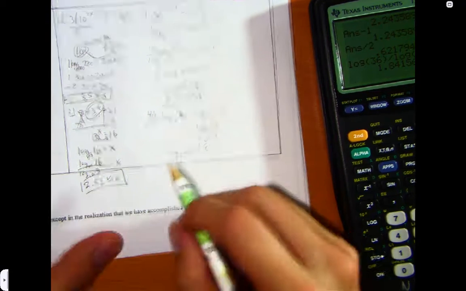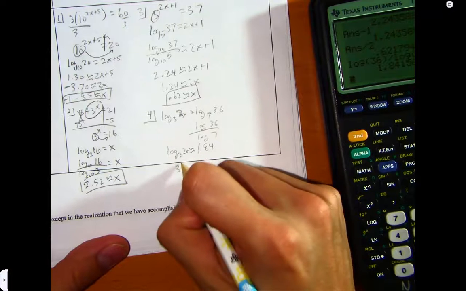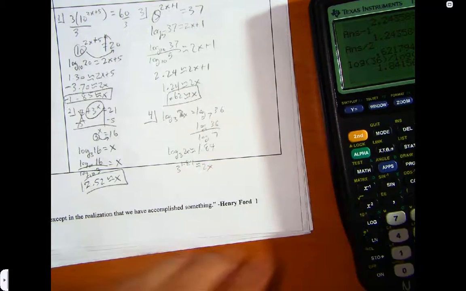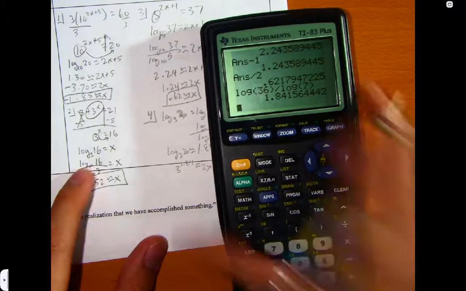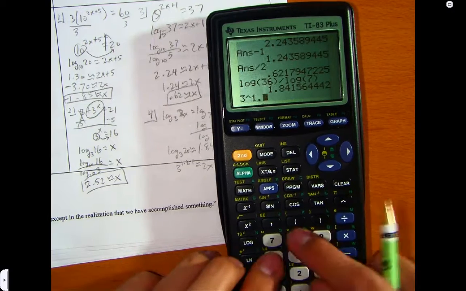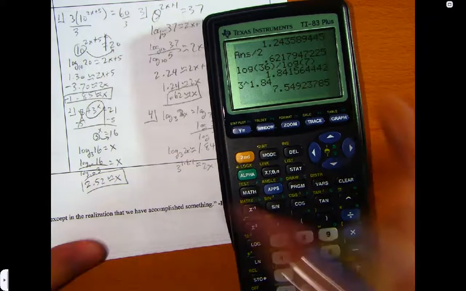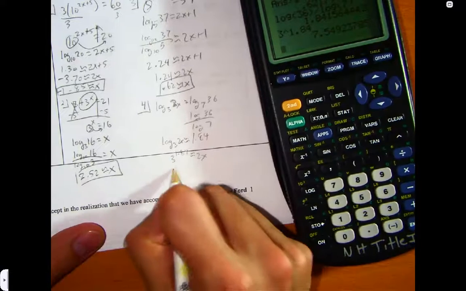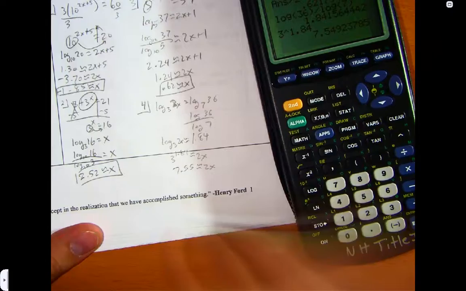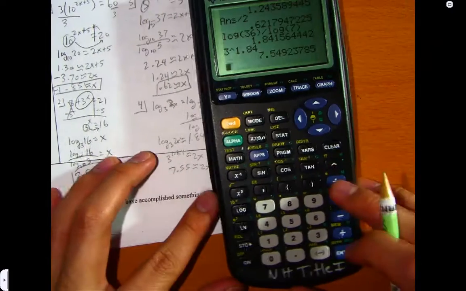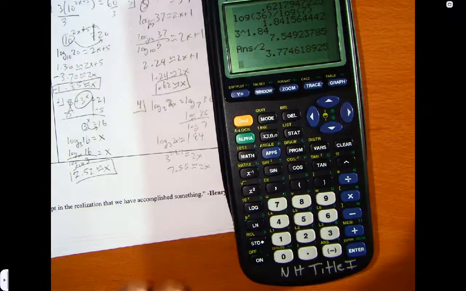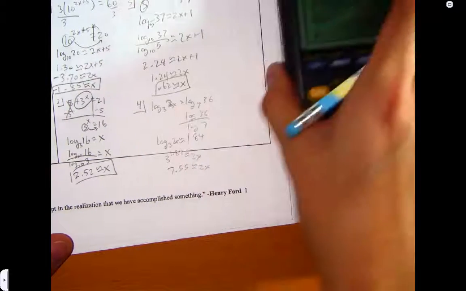Okay, it's not one-to-one, so I have to put it in exponential form. 3 to the 1.84 is approximately equal to 2x. So I'm going to do that in my calculator. 3 to the 1.84, so that's 7.55. And then I'm just going to divide by 2. Divided by 2. And that's my answer, 3.77.